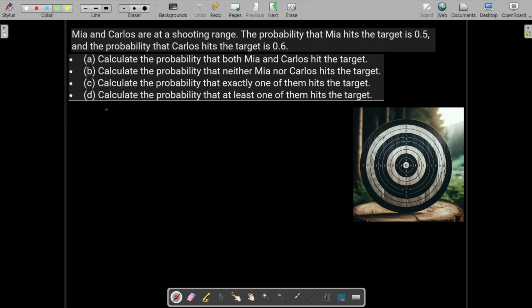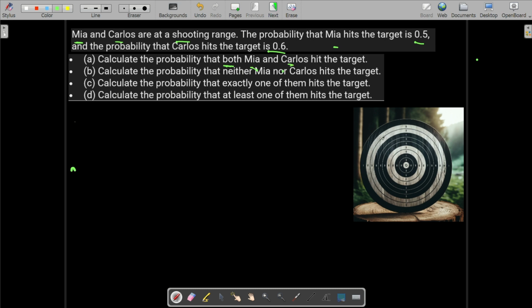Now let's take a look at this question here. Mia and Carlos are at a shooting range. The probability that Mia hits the target is 0.5. The probability that Carlos hits the target is 0.6. Now let's read all of these questions and see the difference between them. Calculate the probability that both Mia and Carlos hit the target.